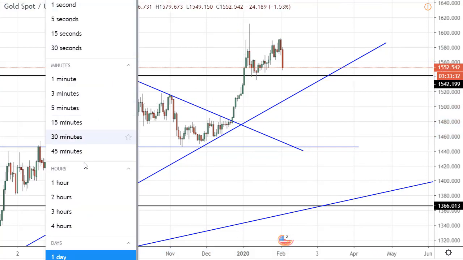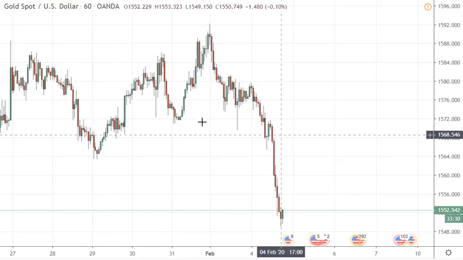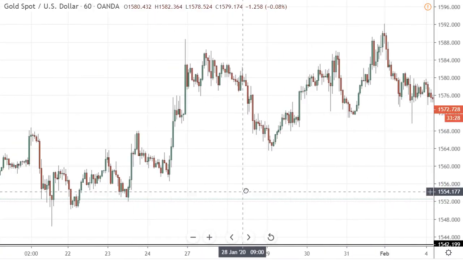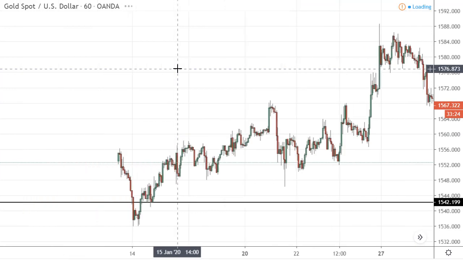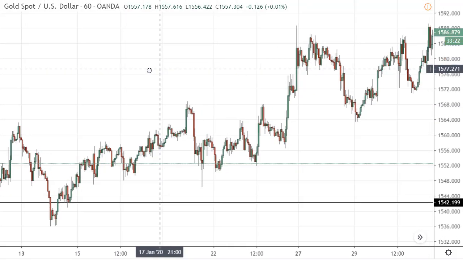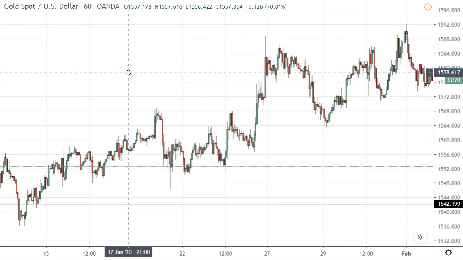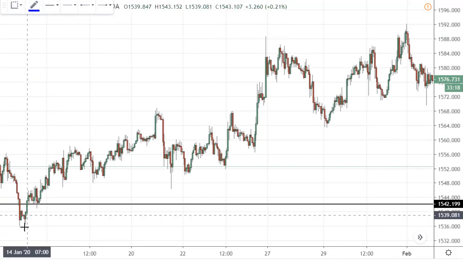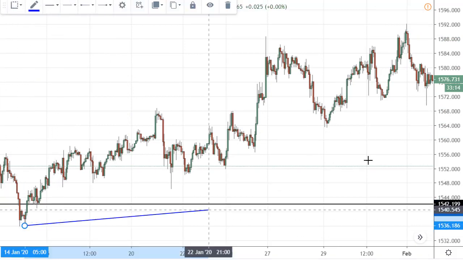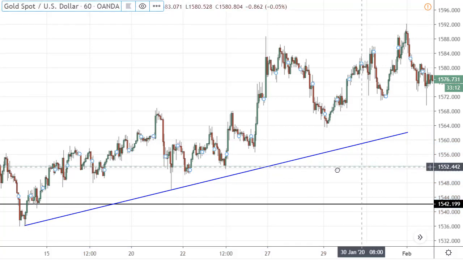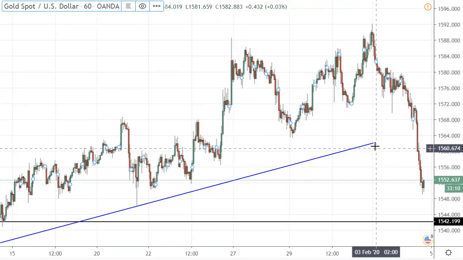Okay, let's zoom in a little bit. Let's go to the hourly chart for gold. Let's see what we can identify over here. Let's see if we can get it a bit smaller. Okay, so this move occurred or started moving when we were in this area over here. So I think this was a fake out.